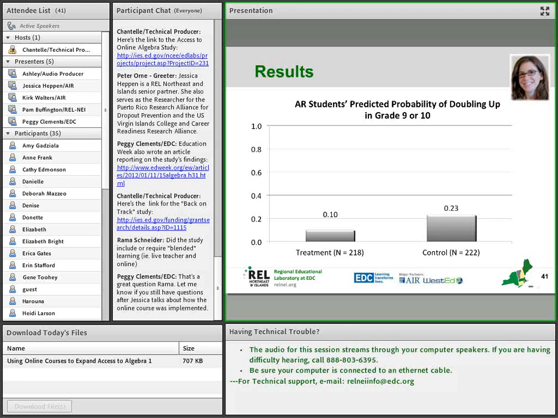So when they go to high school, assuming that they had limited access to Algebra 1 in 8th grade, they have a 23% chance of doubling up in high school versus a 10% chance for algebra-ready kids from treatment schools. This, too, is a statistically significant difference and suggests that one of the ways that online algebra had an impact on course taking was by reducing the likelihood that students would double up or would feel the need to double up in high school.